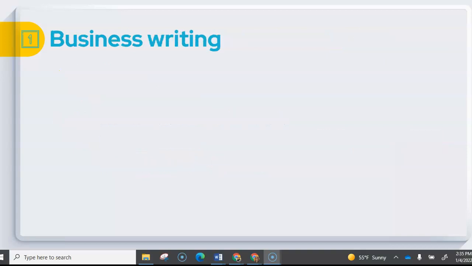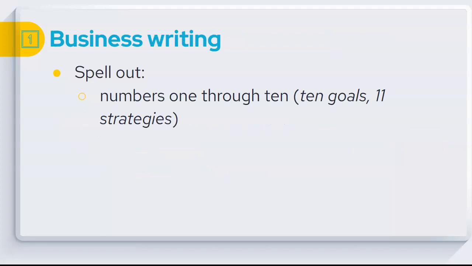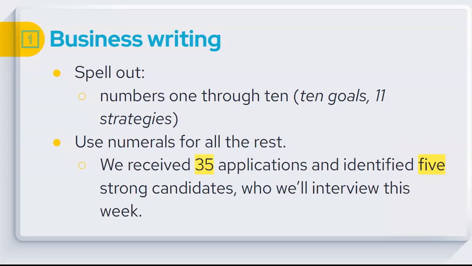In most business writing, spell out numbers 1 through 10, as in 10 goals and 11 strategies, but use numerals for the rest. We received 35 applications and identified 5 strong candidates, who we'll interview this week. 35 is greater than 10, 5 is less.